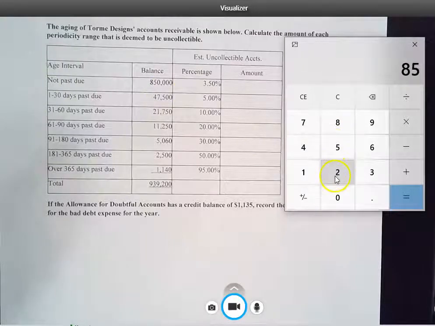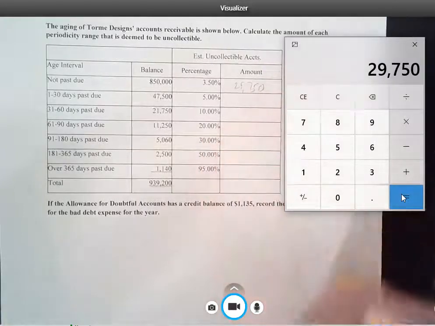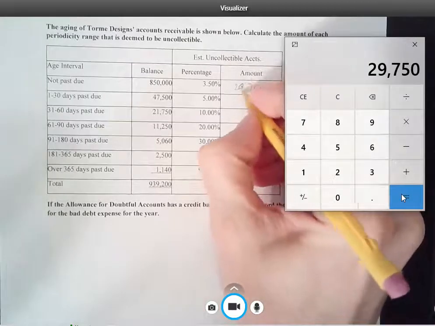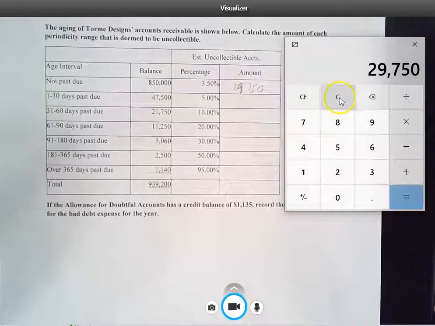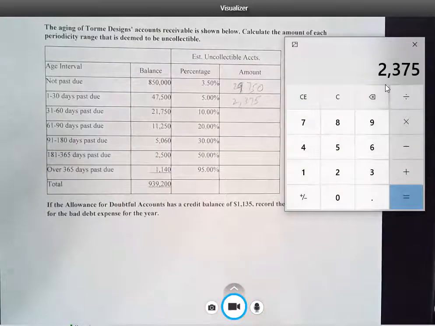So let's go ahead and do the calculations on this. 850,000 times 0.035 or 3.5% is going to give us 29,750. $27,500 is 1 to 30 days past due, and we're going to say that roughly 5% of that is not going to be collectible. That comes out to $2,375. And we're just going to go on through this. $21,750, probably do this one in your head, times 0.1 or 10% is 2,175.